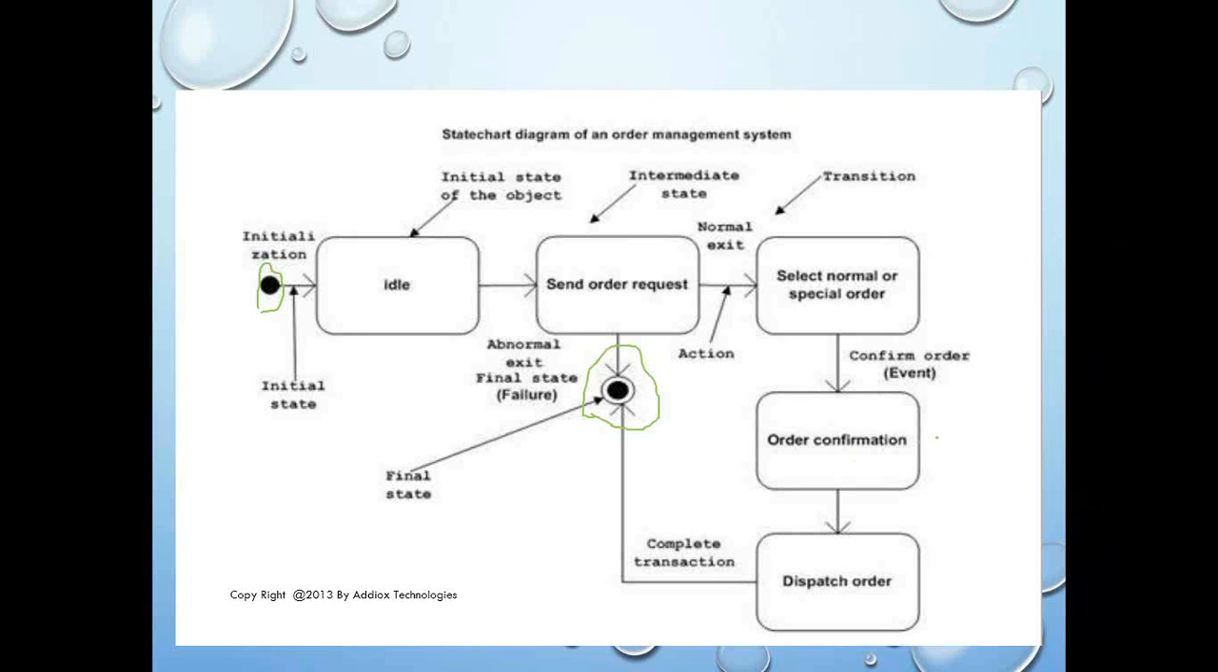Once that order confirmation is done, till then the state of that system is order confirmation. The moment they initiate the dispatch, that order confirmation will change to dispatch order. So the state changed from order confirmation to dispatch, because now it is on its way to you. So that is a dispatch order. Now that's how your transaction got completed. Okay. So this is your state chart, and that's where you use it.